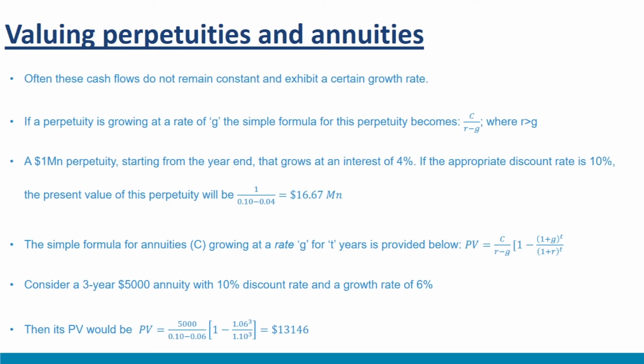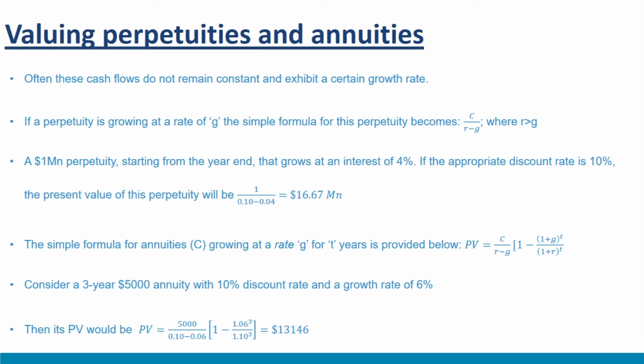The simple formula for annuities growing at a rate g for t years is provided here. Present value PV equals C upon r minus g, multiplied by bracket open 1 minus (1 plus g) raised to the power t divided by (1 plus r) raised to the power t, bracket closed.